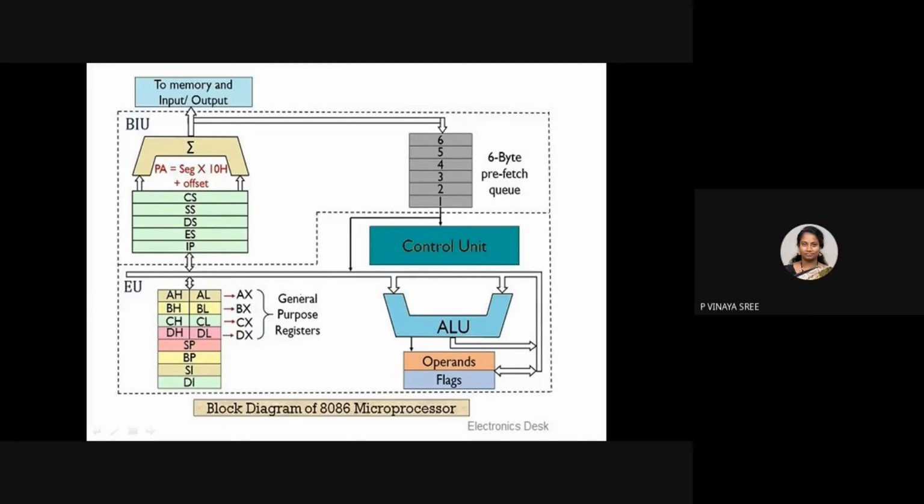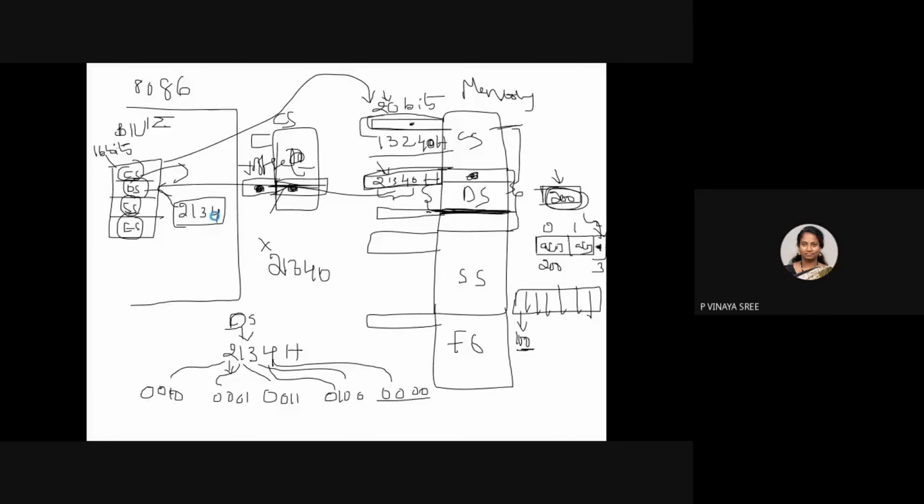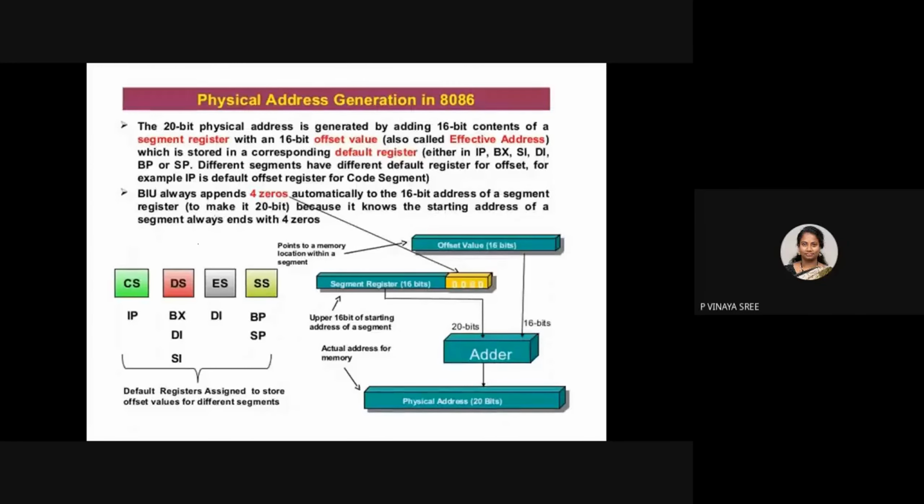So for that you must know the corresponding offset registers for the code segment register, stack segment register. These are the corresponding segments. See here, concentrate. This is your code segment, data segment, extra segment, stack segment. These are the corresponding offsets. This is your instruction pointer, and for the data segment, these are the three offset registers. Any one can be used.